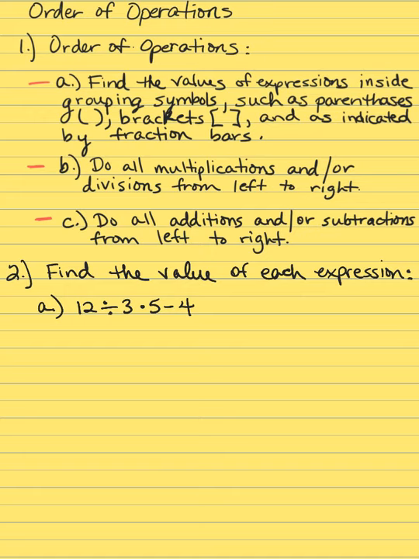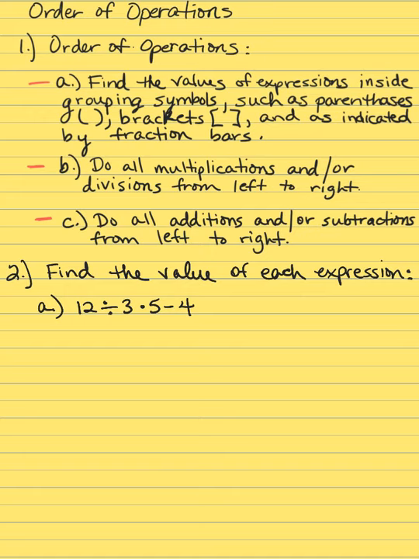Okay, according to the order of operations, we're supposed to find the values of expressions inside grouping symbols, like parentheses, brackets, etc. There is none of that, so we can move on to the second. Do all multiplications and or divisions from left to right. Okay, so do we have multiplication or division? Yes, we do. And it says to do whichever comes first, left to right. Well, in this case, the division comes first.